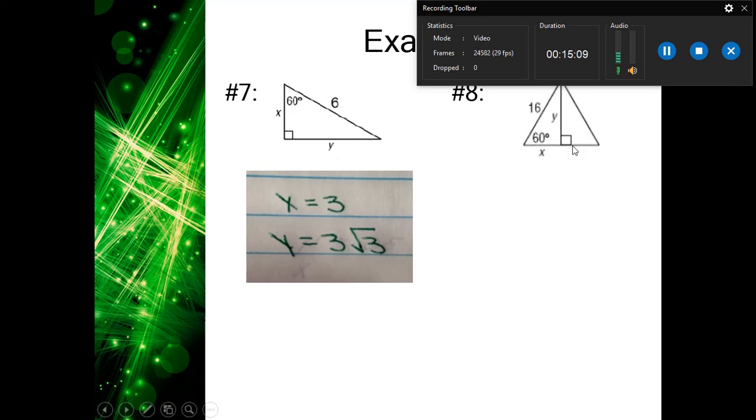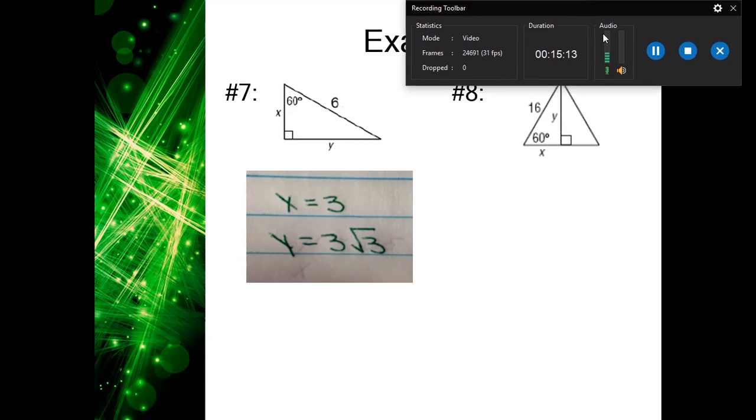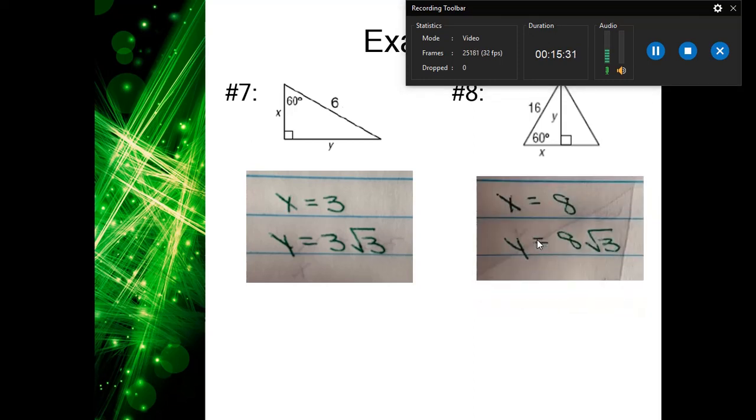And in number 8, they have the triangle facing a different way, so make sure you orient yourself, finding the smallest angle, the largest angle. Based on what I see, though, 16 is my hypotenuse, so again, just like example 7, I'm going to work backward. I'm going to first obtain x, which is my short leg, so it will be half. X is 8. And then once I know that, I'm going to simply multiply 8 times radical 3 to find my longer leg.